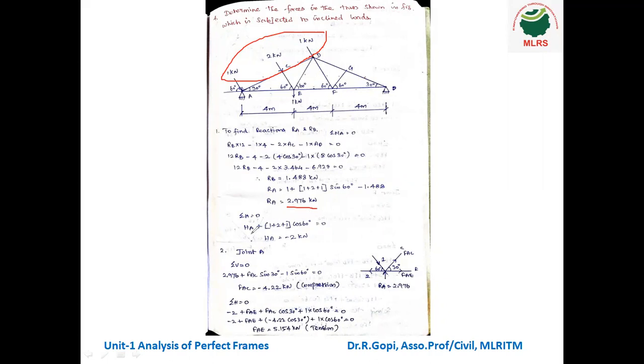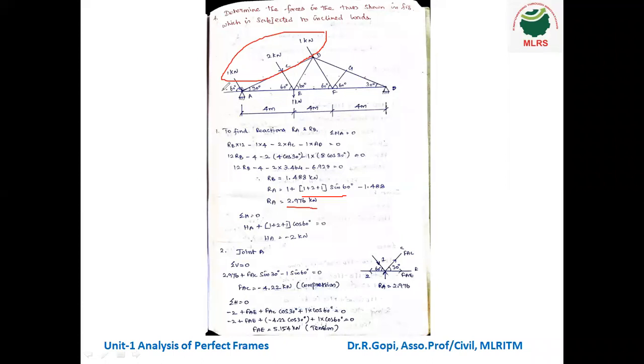Next, summation of H. Since it is an inclined force, a horizontal force is also acting as well as vertical forces. So we have to resolve the forces both horizontally as well as vertically. For vertical we use sine 60 degree: 1 into sine 60 plus 2 into sine 60 plus 1 into sine 60. This is for calculating RA.